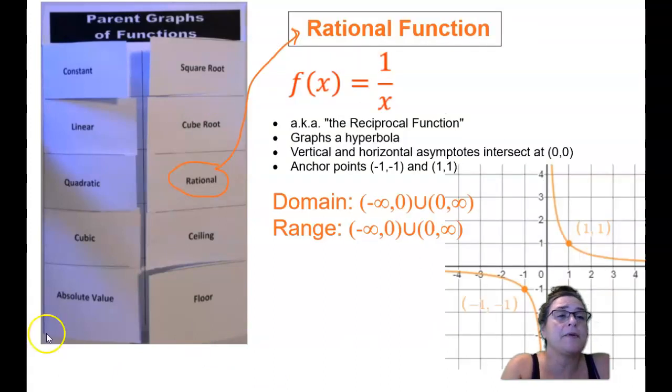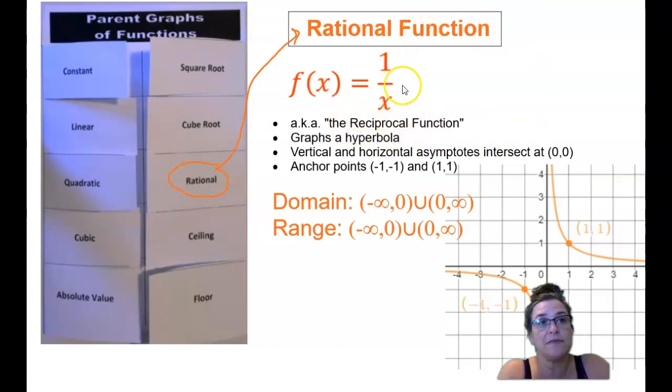And then that brings us to the rational function. Our textbook refers to the rational function as the reciprocal function because the reciprocal of x is 1 over x, the same way like the reciprocal of 2 is 1 over 2. So that's why it's referred to as the reciprocal function. We call it a rational function because if you see the word ratio here in the name rational, the function is a ratio where the x is in the denominator of the function, so hence the name rational.